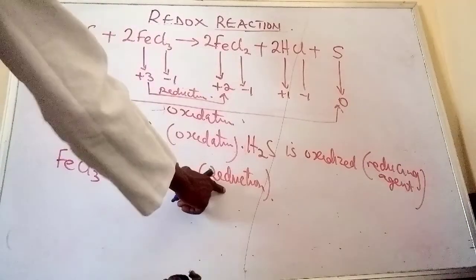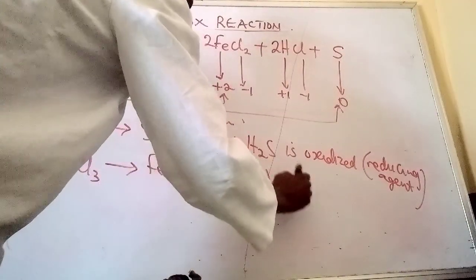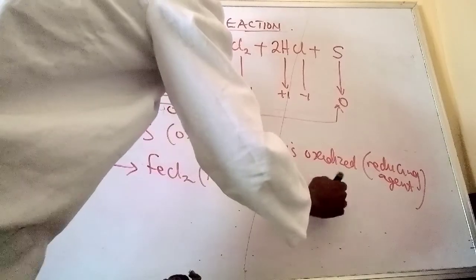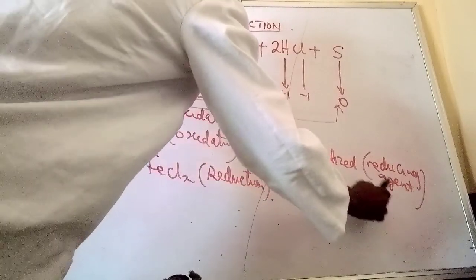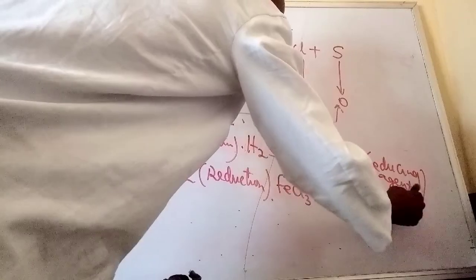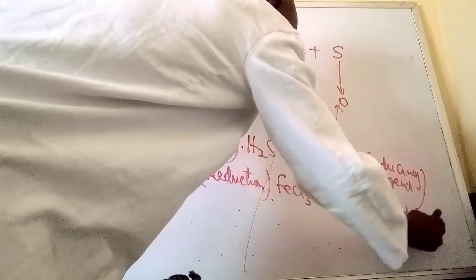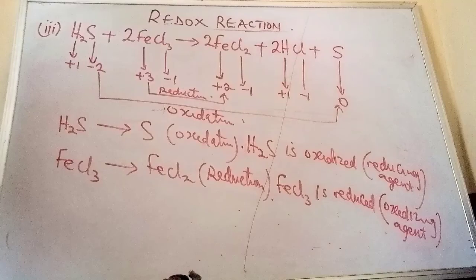Why here during reduction, iron 3 chloride is reduced, because that's reduction. And whatever is reduced is the what? Oxidizing agent. It's as simple as that.